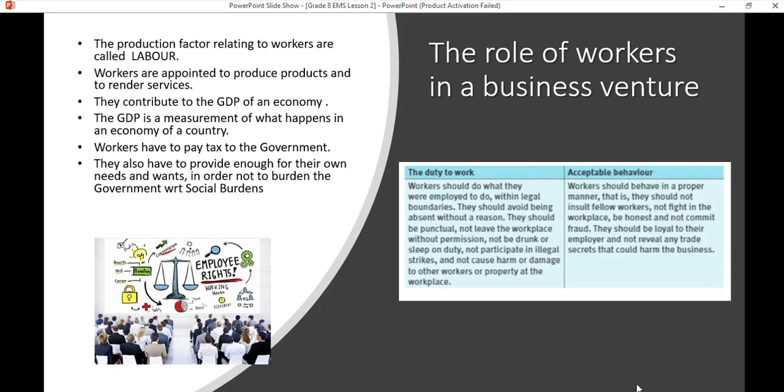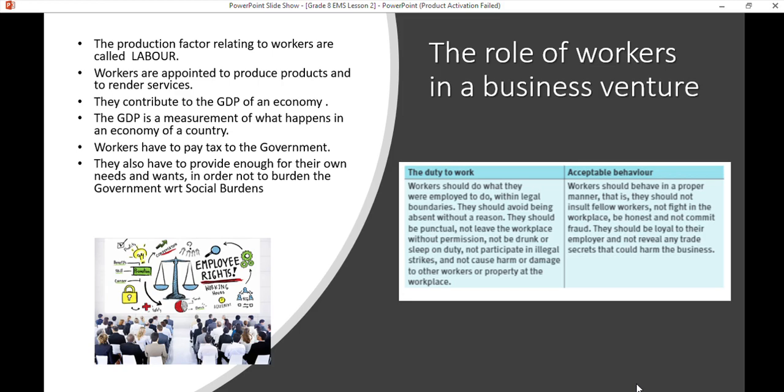Okay, so some duties to work. When you're a worker and I employ you to build these cars, I expect of you to work within this legal boundary that I've created. You should not be absent without reason, be punctual, so be on time. You don't leave the workplace without permission. You're not drunk or sleeping on duty. You're not under the influence of illegal substances. You won't participate in illegal strikes or cause harm or damage to any other worker or properties in the workplace.